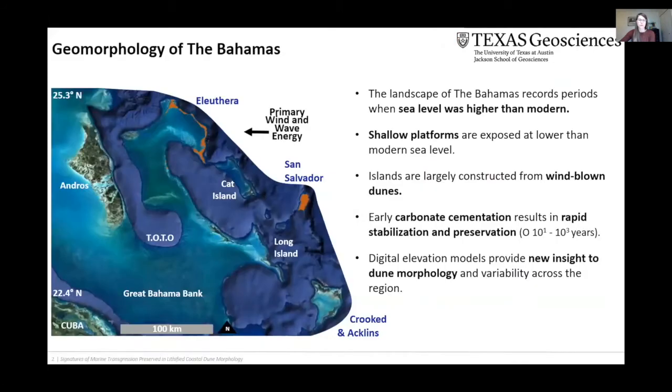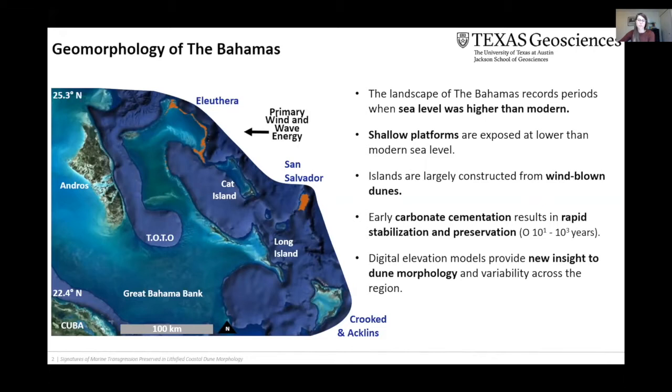So the Bahamas are really an interesting place to study past sea level cycles because they record periods when sea level was higher than modern, but also because the platforms are quite shallow. The islands and the shallow marine sediments on the platforms are exposed when sea level drops just a few meters below its current depth. The subaerial topography on the islands is largely constructed from windblown dunes, and so there's active Holocene dunes near the modern shorelines, and late Pleistocene dunes construct most of the area and topography of the islands. In some places, they reach over 50 meters above present-day sea level.